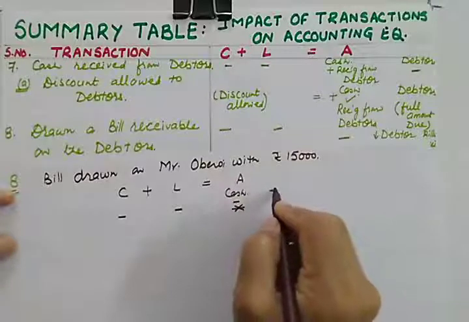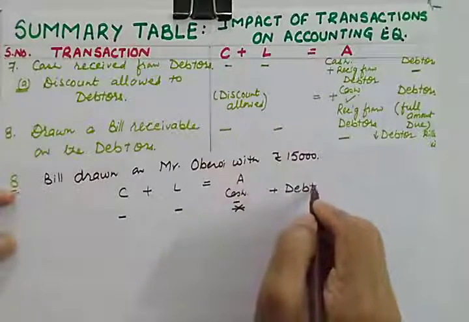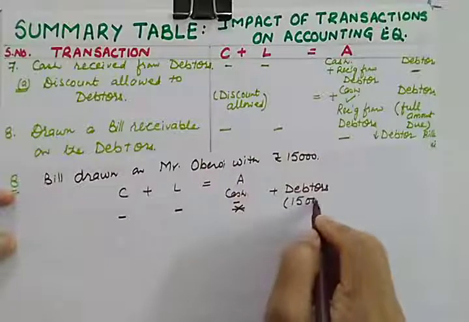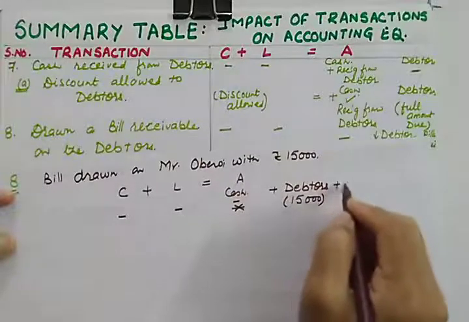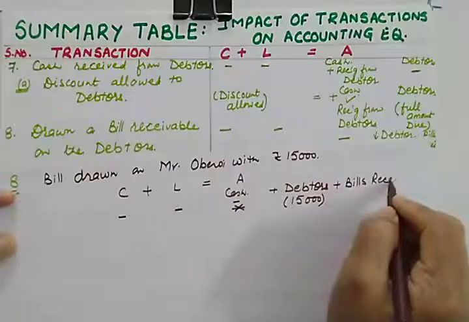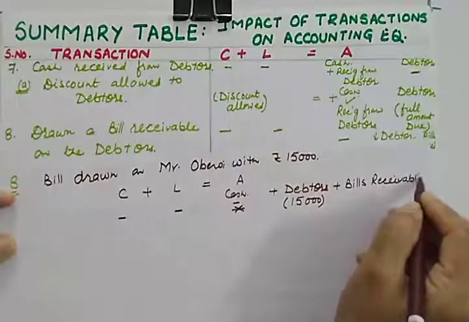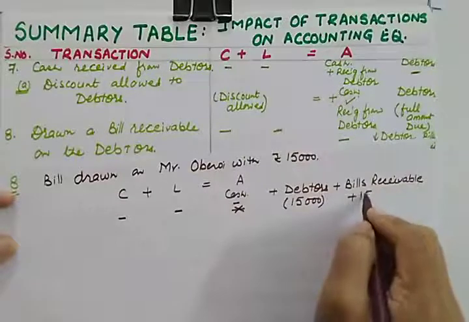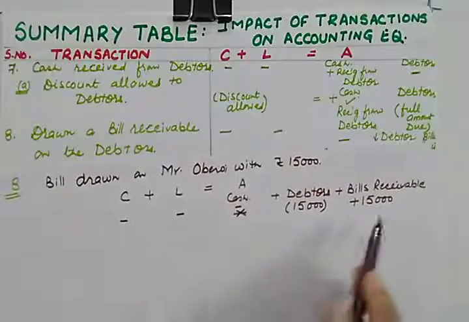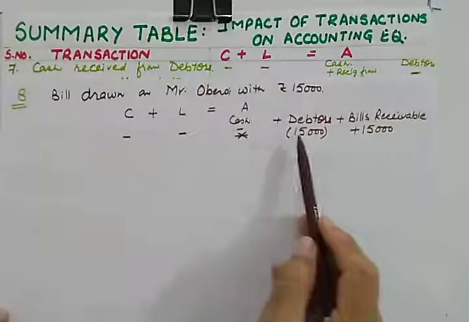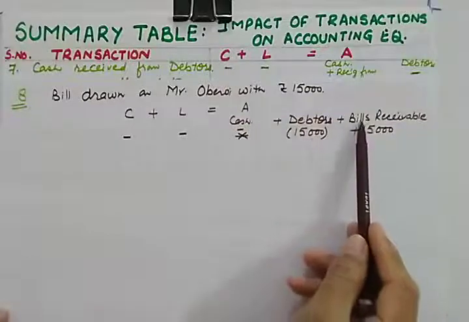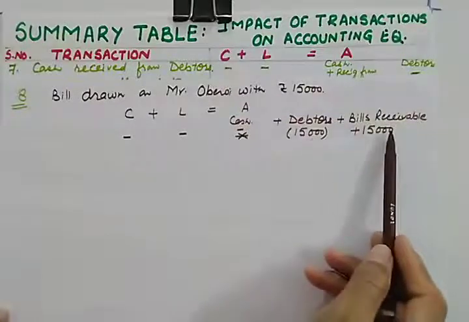And debtor, yes, what will happen to debtor? Debtor will reduce by 15,000, and a new item. What is the name of this new item? Bills receivable will be added to the asset side. So I hope this is clear to you. No change in cash. Debtor will reduce because now our debtors are converted into bills receivable.